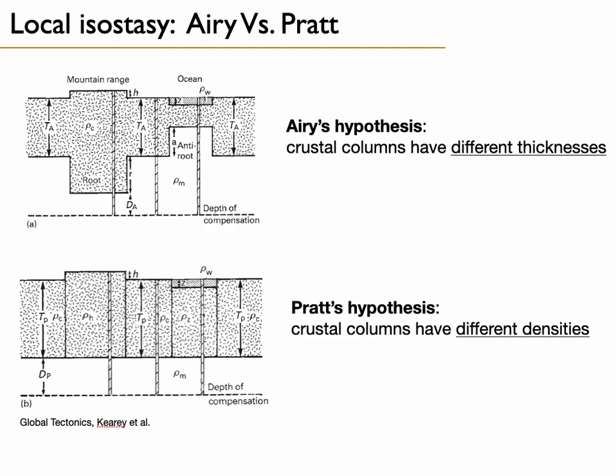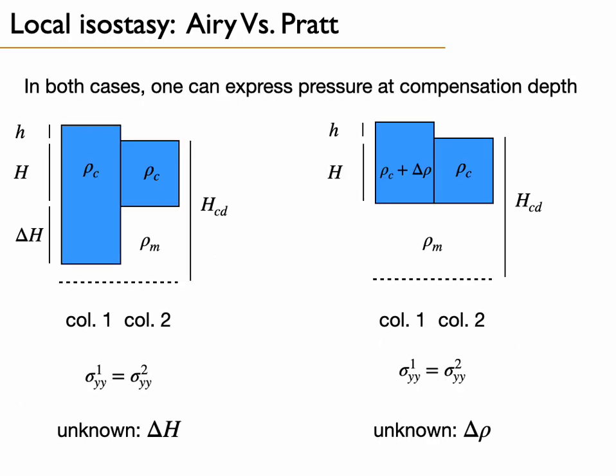So just to summarize, there are two main local isostatic models. The Airy model assumes that crustal columns which are adjacent have different thicknesses, and the Pratt model assumes that adjacent columns have different densities. In both cases, one can express pressure at compensation depth and equate the pressure of two adjacent columns to solve for one of the parameters.